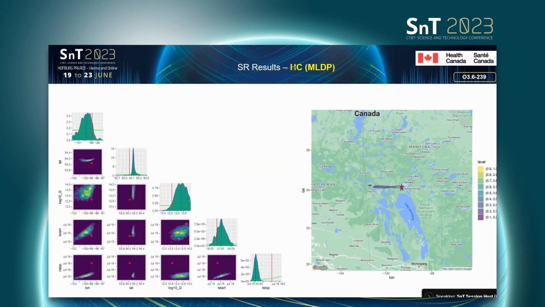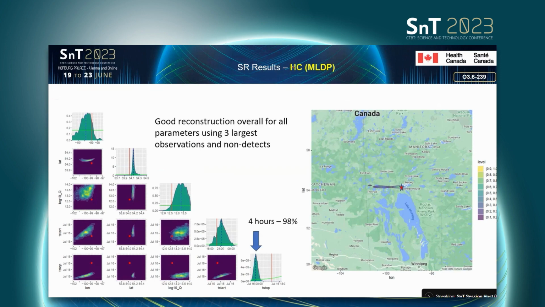There was a good overlap here. And again, we got a good reconstruction overall using just the 3 largest observations and non-detects. So in this case, we did do a bit of sampling about what we wanted to include in the reconstruction, because the 3 largest observations were an order of magnitude larger than all the other observations.